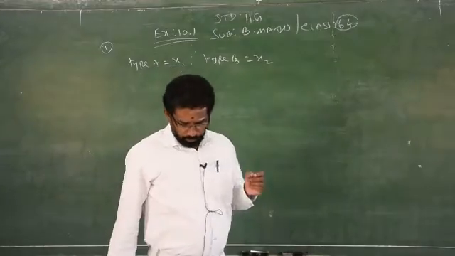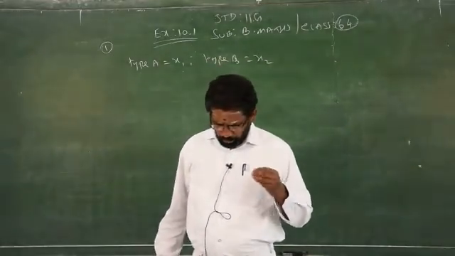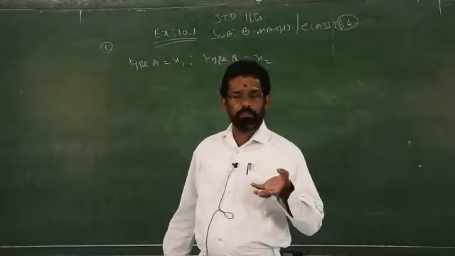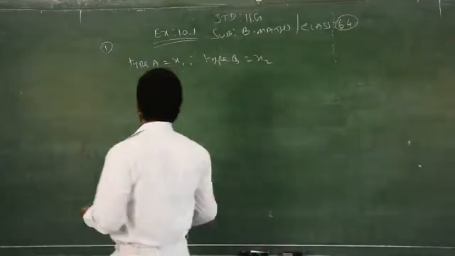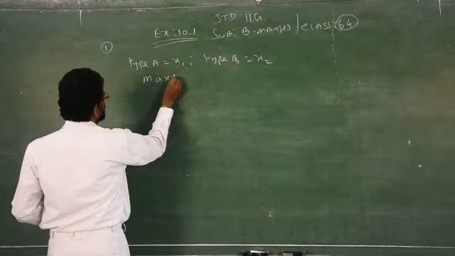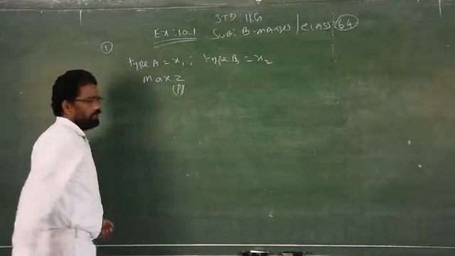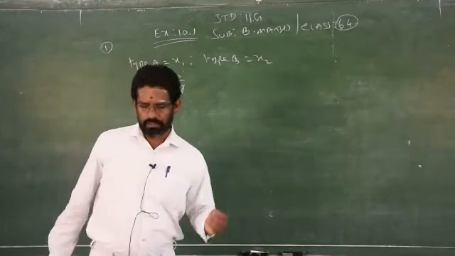Clear? They have said very clearly the profit. Nobody wants to reduce the profit. They want to maximize the profit. Therefore, you have to form the equation. Maximize: I define the profit as the variable Z. Instead of profit, I am using the variable Z. Universally, they consider it as Z.